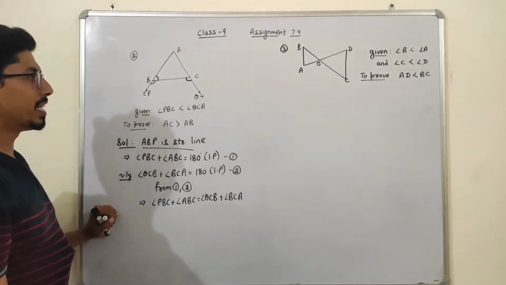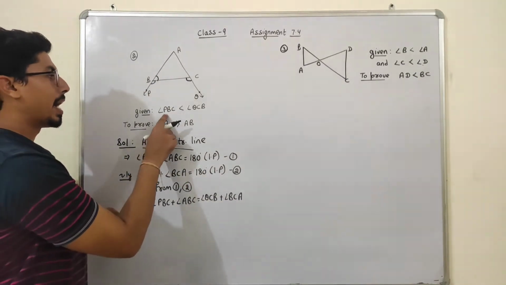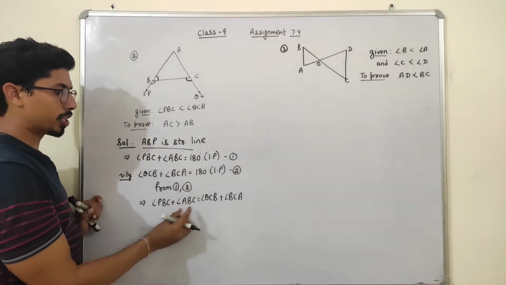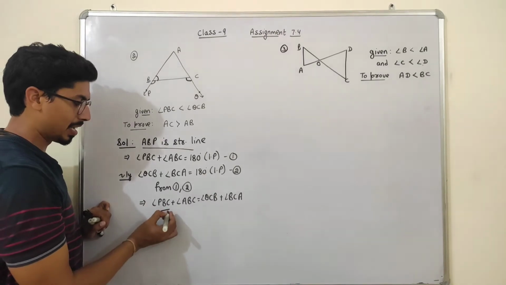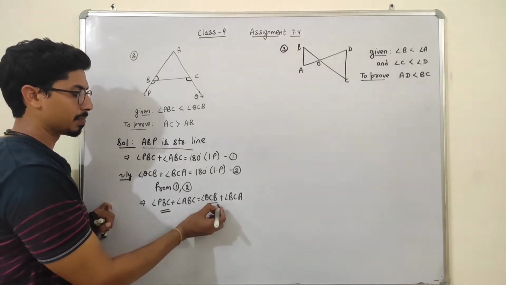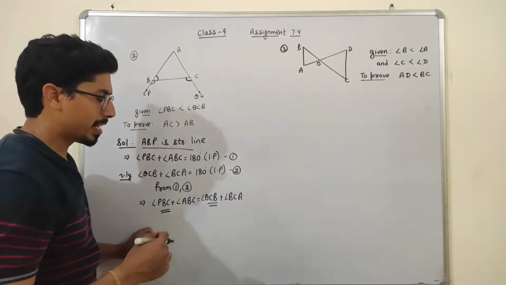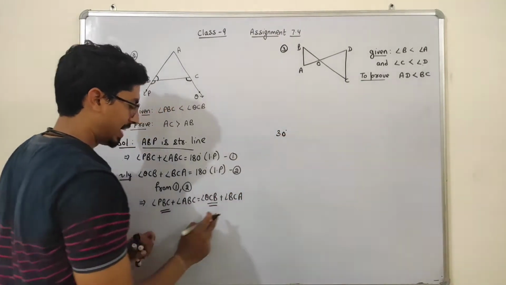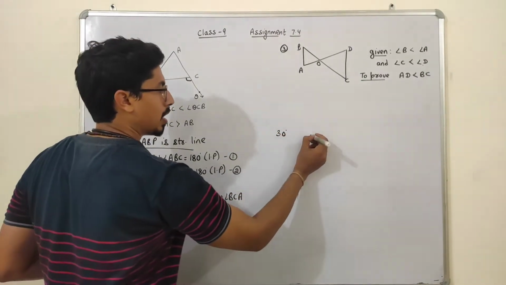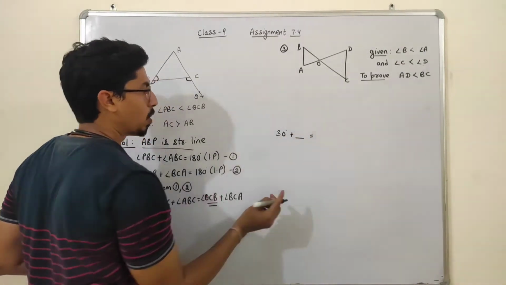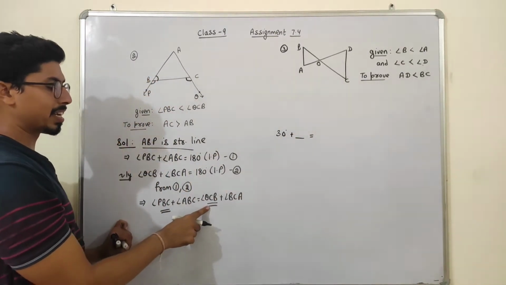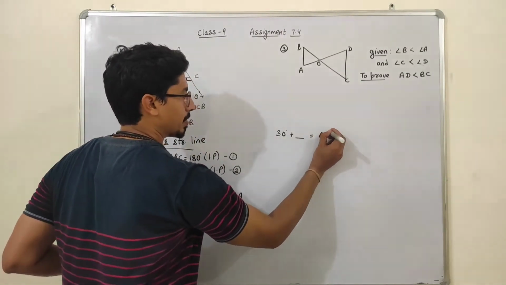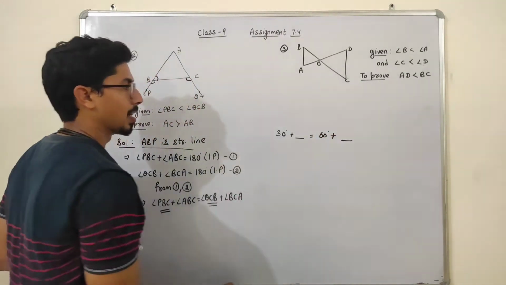Okay, the sum of these two is equal to the sum of these two. But students, it is given in the question that angle PBC, this angle, is smaller than this angle. Let us just take an example. If I take this as 30 degrees plus some angle, I don't know, and this angle, let us take it as 60 degrees plus some other angle.